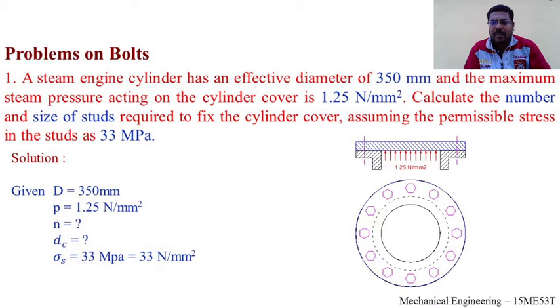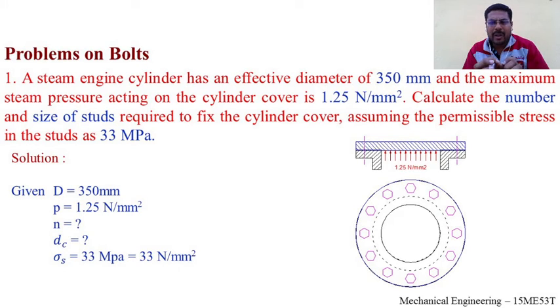Problem number 1: a steam engine cylinder has an effective diameter of 350 mm and the maximum steam pressure acting on the cylinder cover is 1.25 Newton per mm square. Calculate the number and size of the studs required to fix the cylinder cover, assuming the permissible stress in the studs is 33 megapascal. So what is the problem? You can understand it first, then go for the solution.